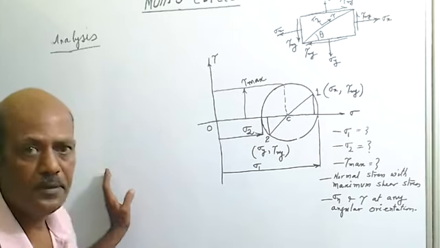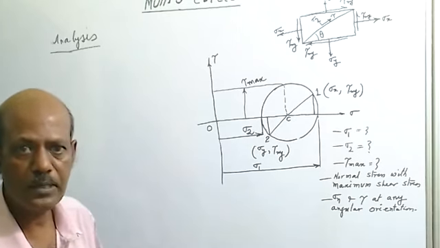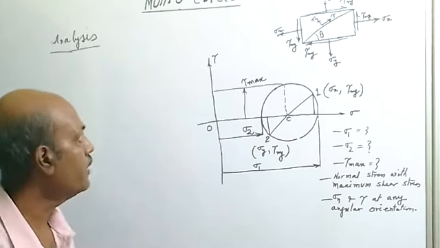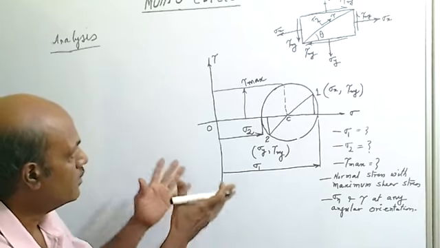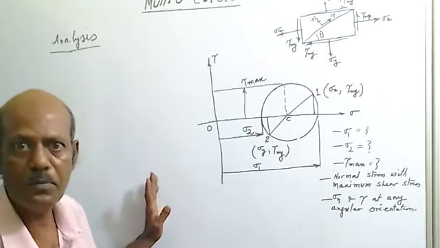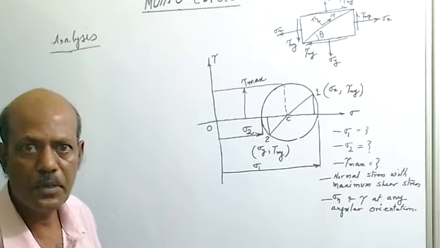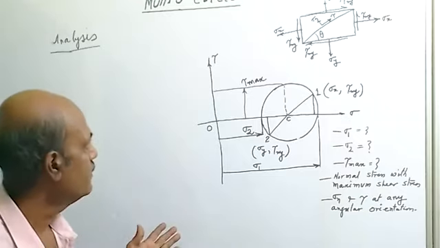So we have seen how to construct Mohr circle and how to find the various elements, whatever we can come to know from this Mohr circle. Today we will see analytically.